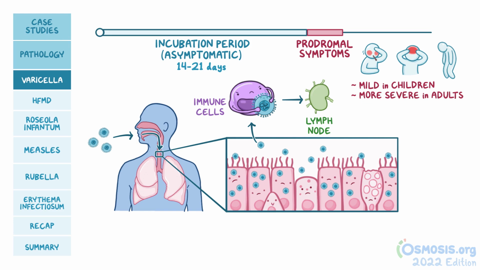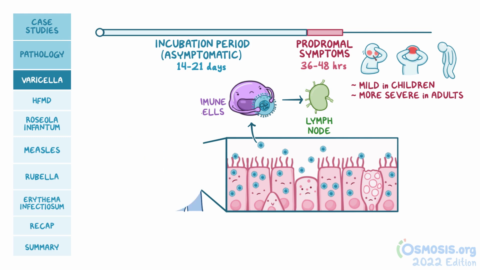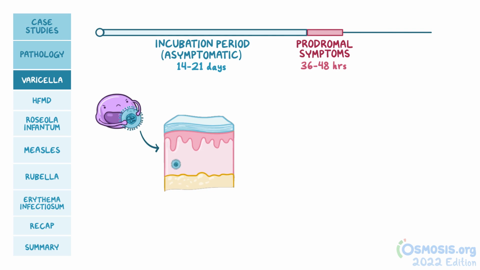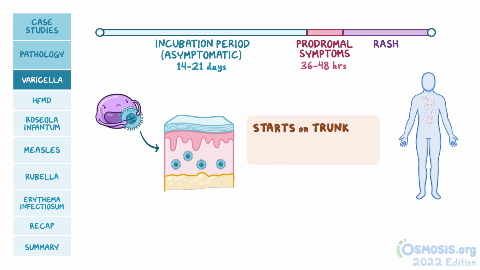Keep in mind that these prodromal symptoms are typically very mild in children, but tend to be more severe in adults. About 36 to 48 hours later, the immune cells reach the skin, so the virus starts replicating within keratinocytes. At this point, individuals develop an intensely pruritic rash, which typically starts on the trunk and then spreads to the extremities and the face, eventually covering the entire body, including the scalp.